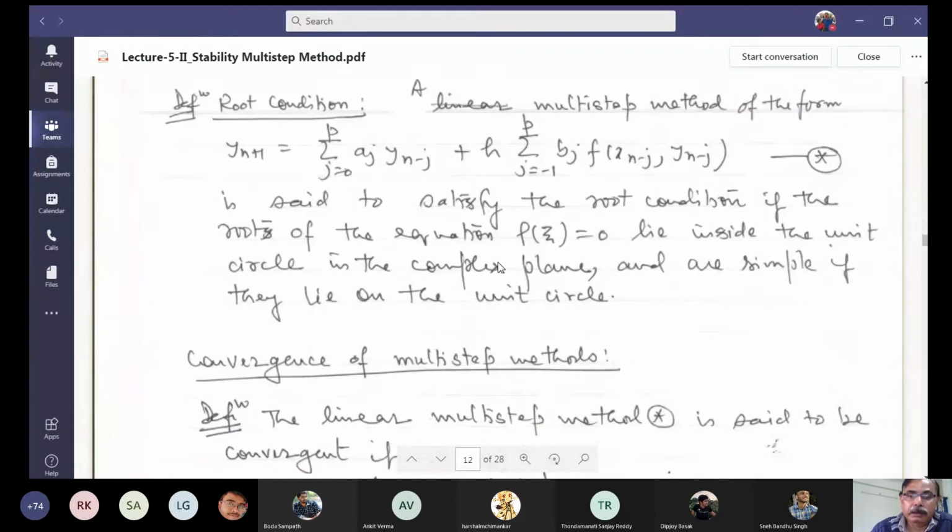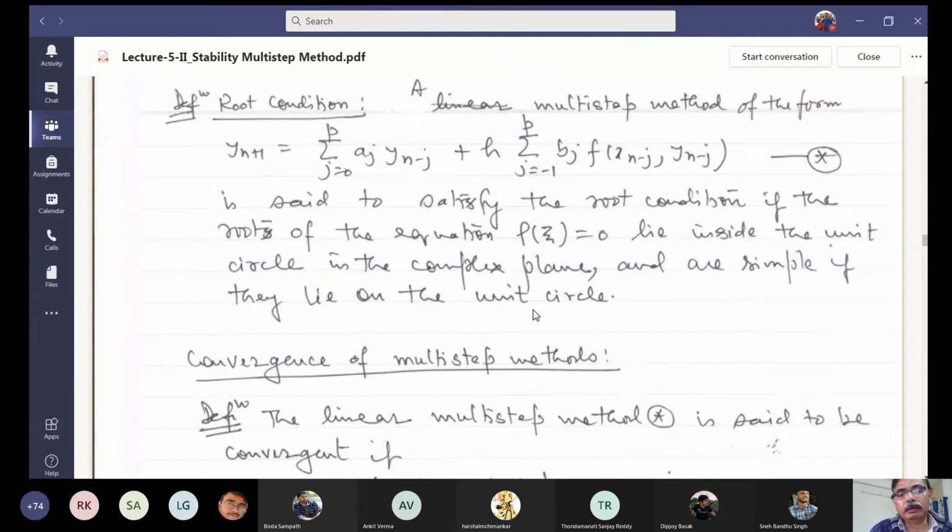It cannot have multiple roots at that point. This is the meaning of lie inside the unit circle in the complex field, and are simple if they lie on the unit circle. So if this happens, that all the roots of rho equal to 0 lie inside the unit circle, and if it lies on the unit circle, meaning magnitude is 1, then it has to be simple. It cannot have multiple roots on the unit circle.